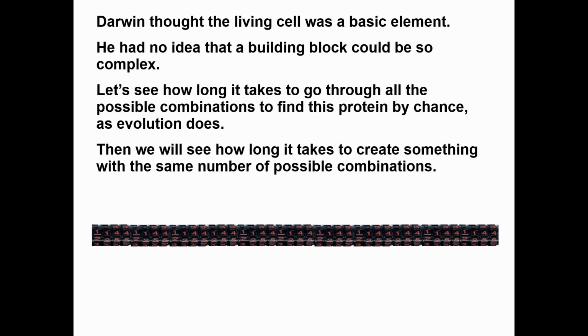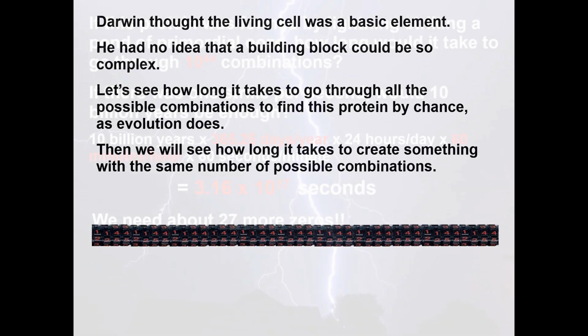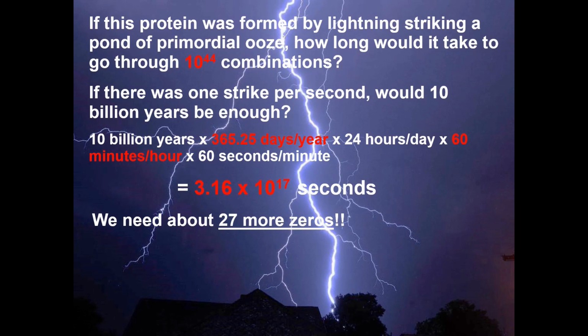Darwin thought the living cell was a basic element. He had no idea that a building block could be so complex. Let's see how long it takes to go through all of the possible combinations to find this one protein by chance, the way evolution does it. Then we will see how long it takes to create something with the same number of possible combinations. If this protein was formed by lightning striking a pond of primordial ooze, how long would it take to go through 10 to the 44th combinations?